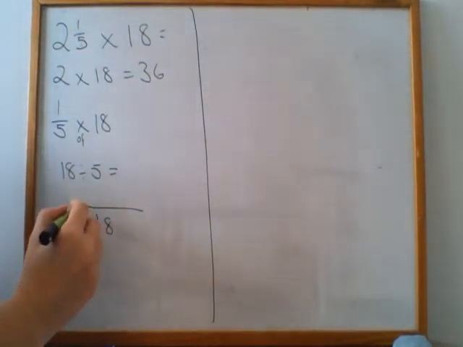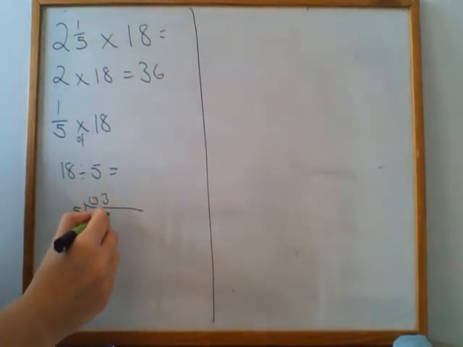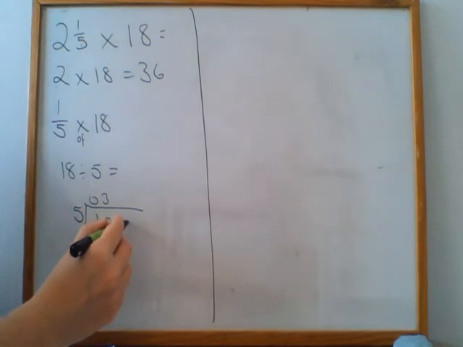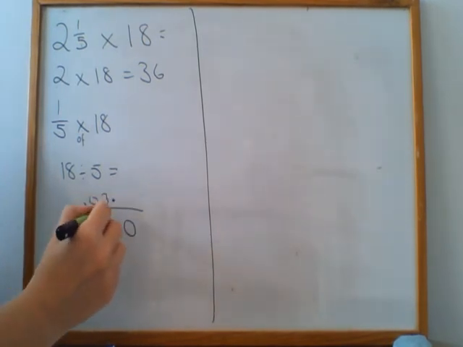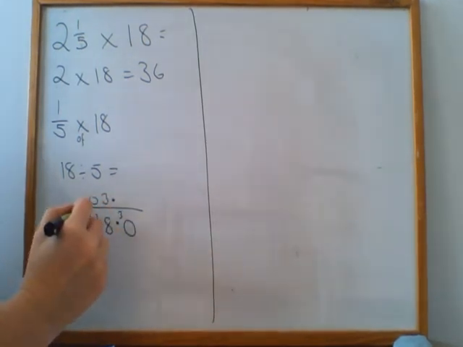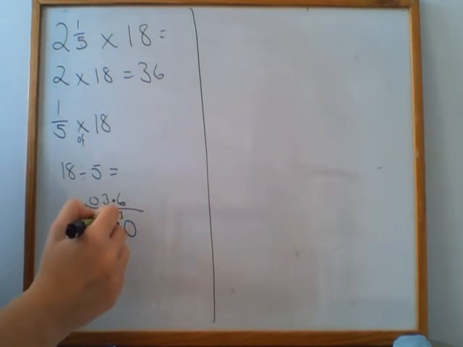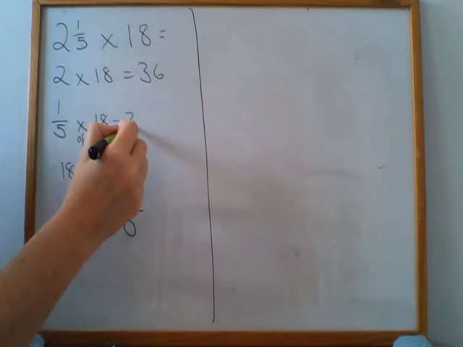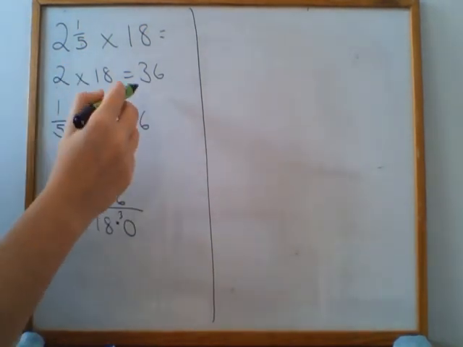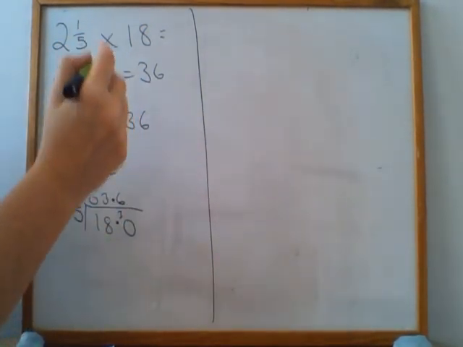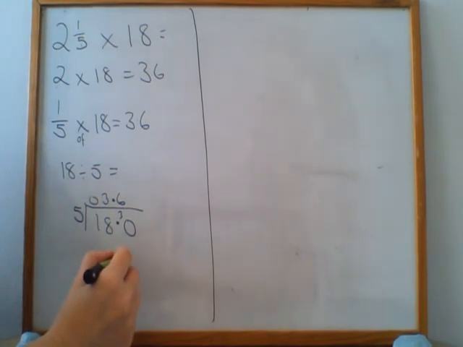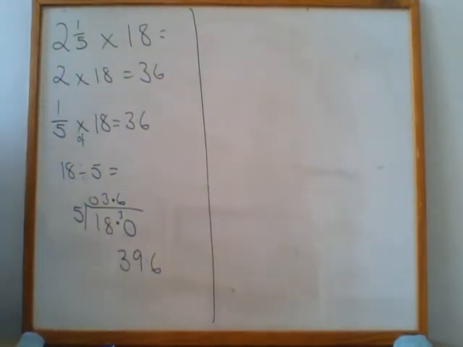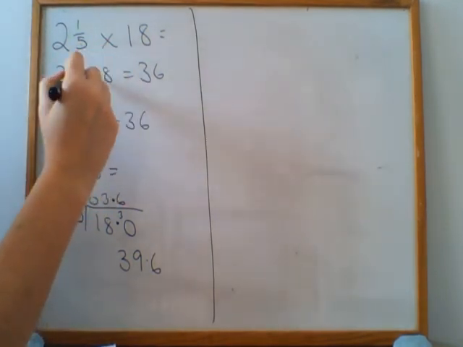18 divided by 5. 5 into 1 doesn't go. 5 into 18 goes 3. Okay, I'm going to need to add a decimal place here. And I get 3 left over. 5 into 30 goes 6. So my answer for 1/5 of 18 is 3.6. So if I add those two together, 36 and 3.6, my answer is 39.6.